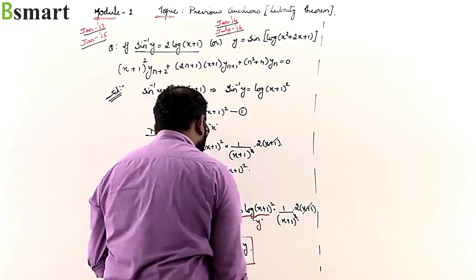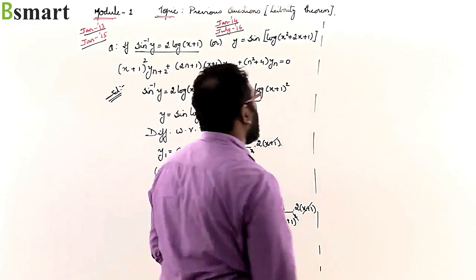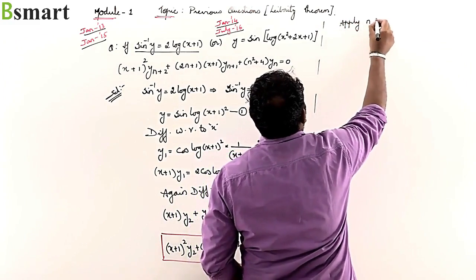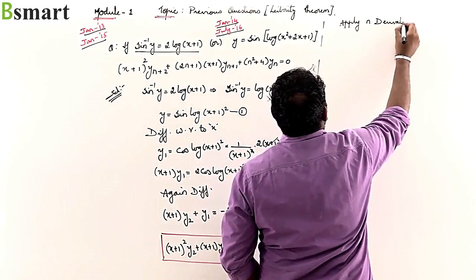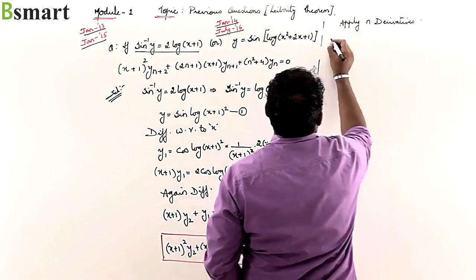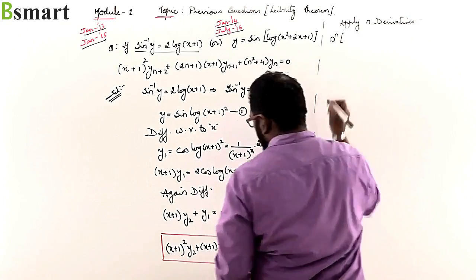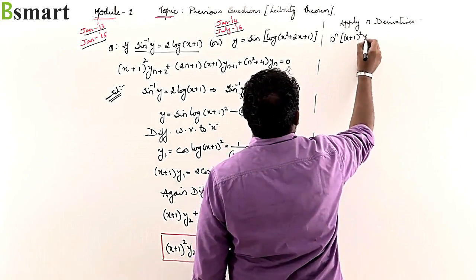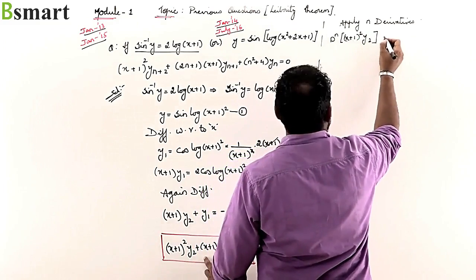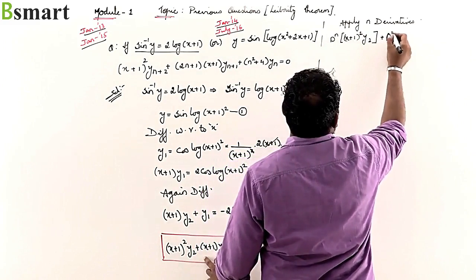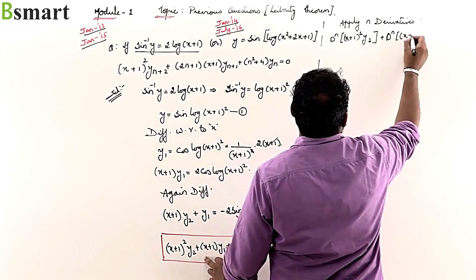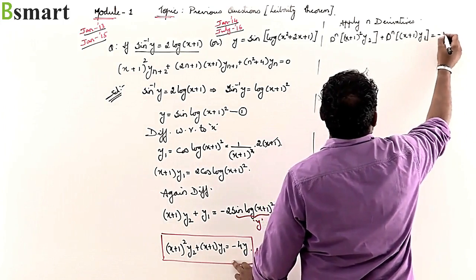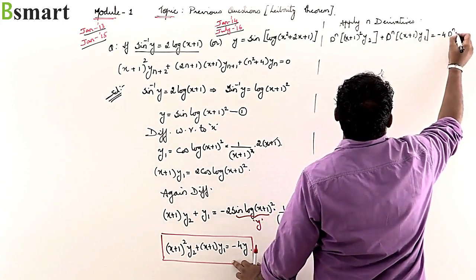Now in the same way I'll go on applying the derivatives. So applying n derivatives, that will be d to the power n of (x plus 1) whole square into y2 plus d to the power n of (x plus 1) into y1 is equal to minus 4 into the nth derivative of y.